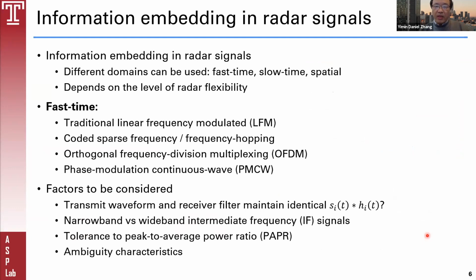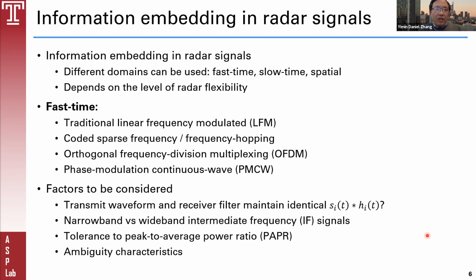So for example, when we consider the fast time, the traditional radar systems use the linear FM signal. And then we can modify this to use coded sparse frequency, or in other words, frequency hopping. So by changing the hopping pattern, we can embed the information. We can also use OFDM, which is popularly used in both communications and radar. So an OFDM signal can carry different information. We can also consider phase-modulated continuous waveforms to carry information in each symbol.